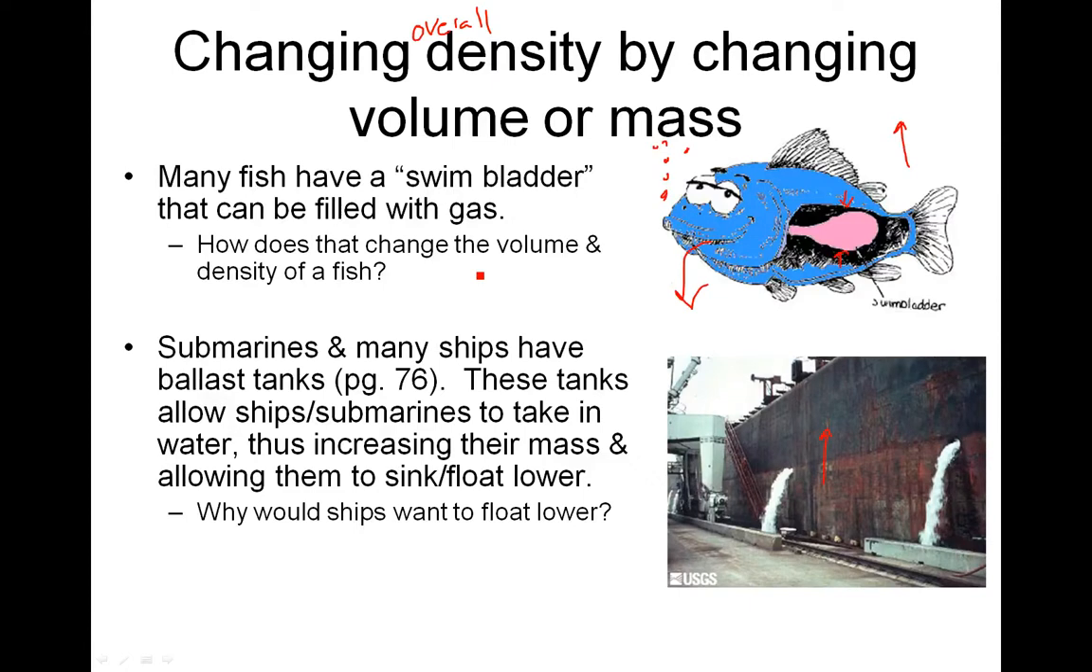So remember, density is mass divided by volume. Think of it as how closely packed the molecules are together. Water has a density of 1 gram per milliliter. So if something is less dense than 1, it'll float. More dense, it'll sink. And we can change the overall density of an object by changing the mass-volume ratio, even though we're not changing the molecules themselves.